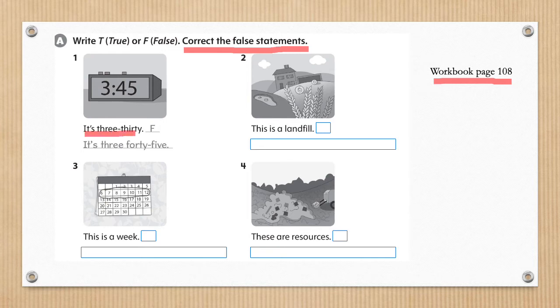It's 3:30. Is it 3:30? False. It's 3:45. Please could you finish number 2, 3, 4 on your own. As this is a review, try not to look back in your book, but if you need help, feel free to turn back in your book to look for the answers.